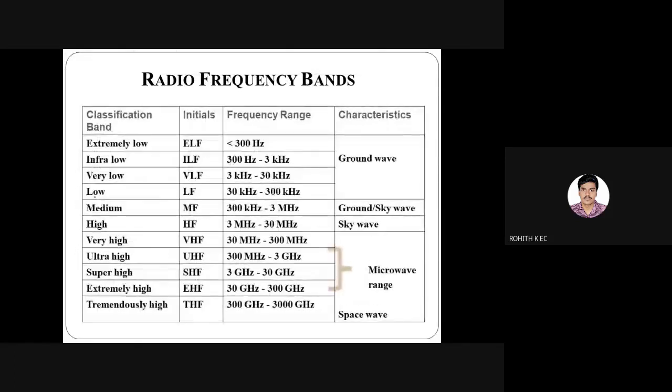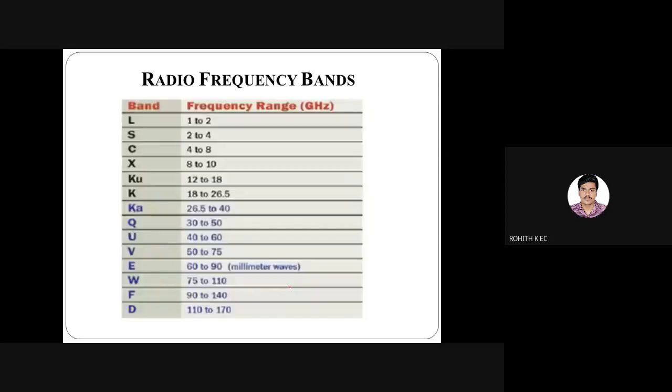And these are some of the applications for these frequencies: ground wave, sky wave propagation, space wave propagation, etc. And these are the frequency bands that I told you about. If my operating frequency is in the range of 1 to 2 gigahertz, I'll label that as L. If it is 2 to 4, I'll label that as S, etc. So basically short wave, long wave, etc.